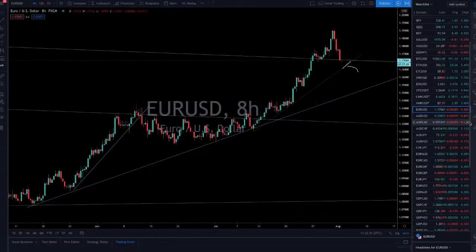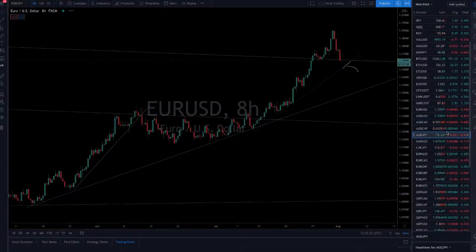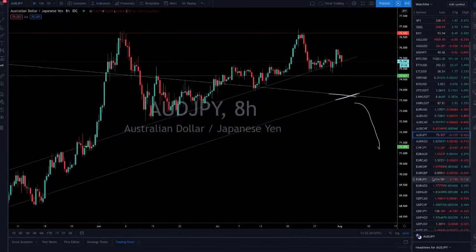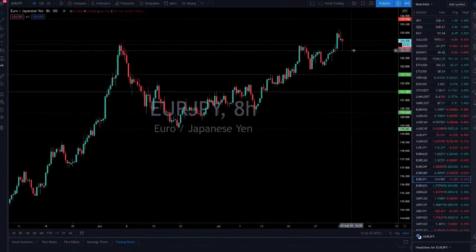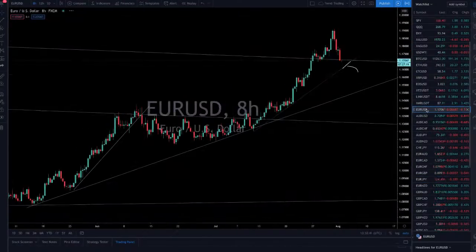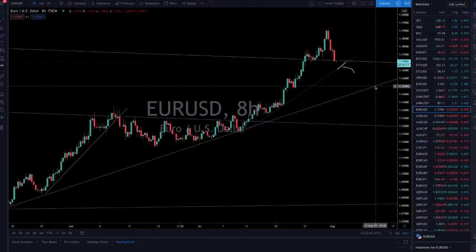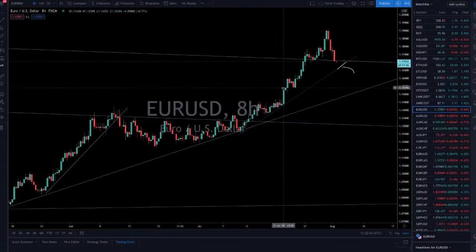I'm still holding Australian dollar, Japanese yen long, and euro, Japanese yen longs. But aside from that, I'm going into the week trying to talk myself into the fact that I'm observing, not looking to take any trades. And rest assured, if any setup is there, I'm going to jump on it. Let's look at how the market's set up right now and see where we could find some opportunity.